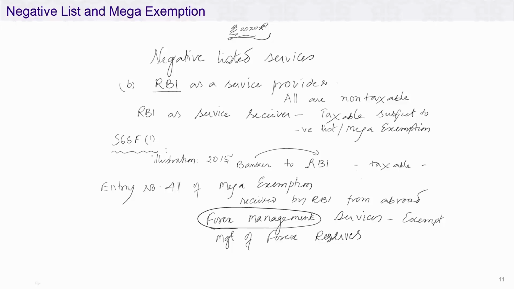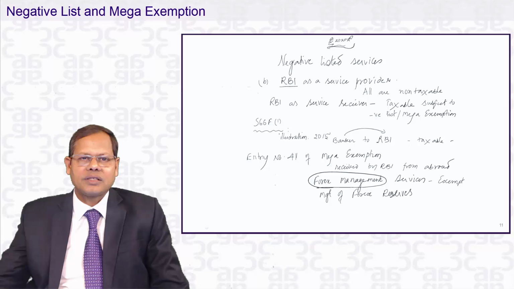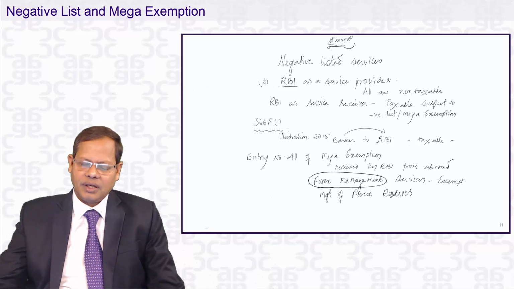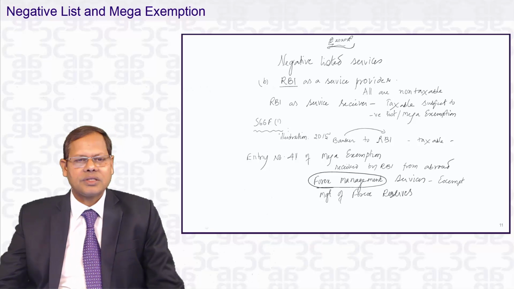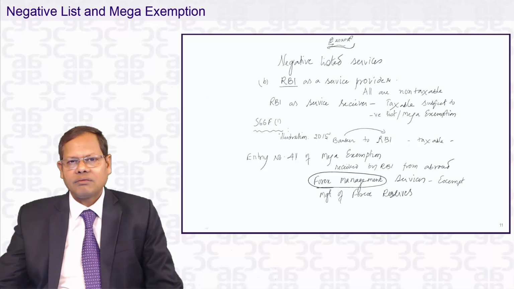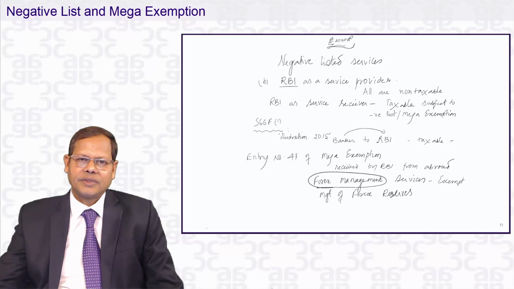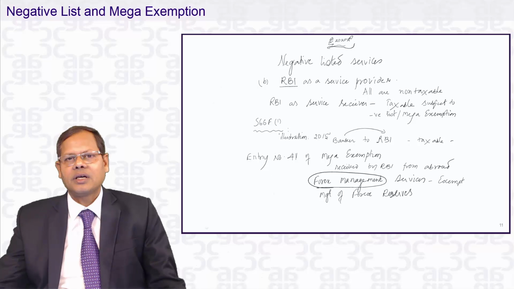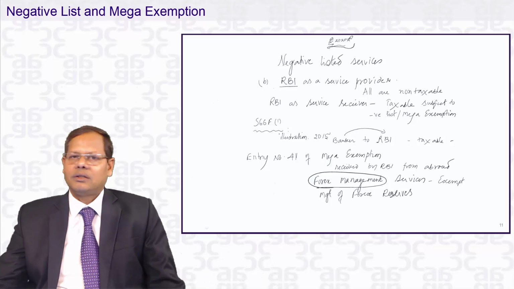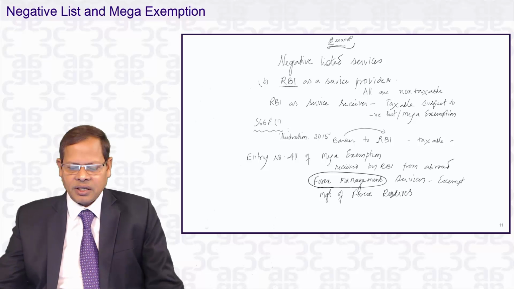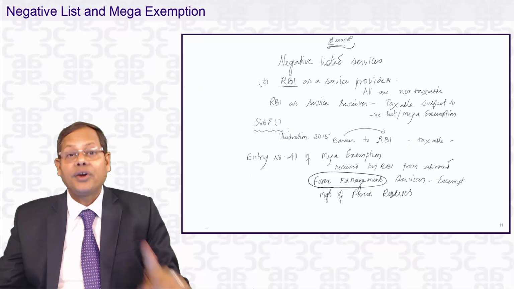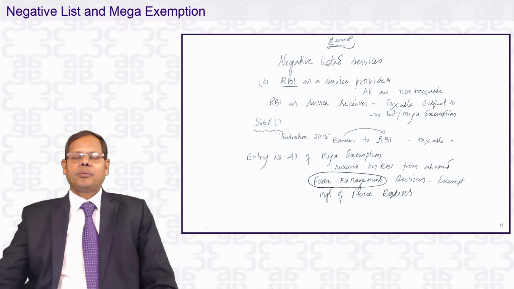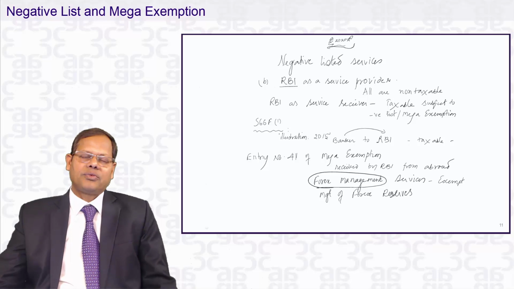Management of forex reserves, because we have forex reserves, we maintain them. And with regard to the forex reserves, we take services even mostly from outside India. So whatever services RBI receives, it doesn't have to pay any service tax because it is under mega exemption, entry number 41. Remember entry number 41. When you talk about RBI, talk about entry number 41 also.